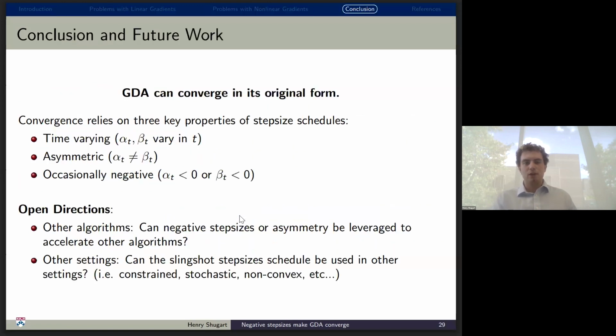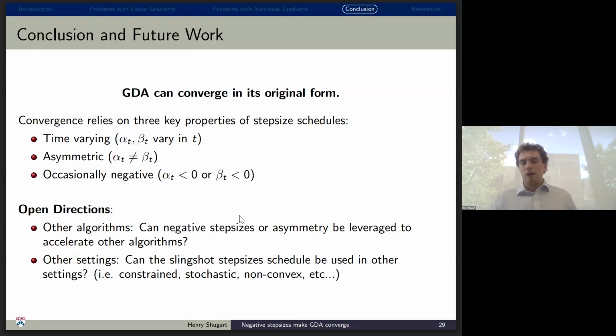And so, yeah, the biggest takeaway here is that by taking GDA in its original form, with perhaps puzzling step size schedules, we can enable convergence. The convergence really relies, it's both necessary and in some ways sufficient, that time varying, asymmetric, and occasionally negative steps can guarantee convergence. And these three properties are key in the intuition behind the slingshot step size schedule.